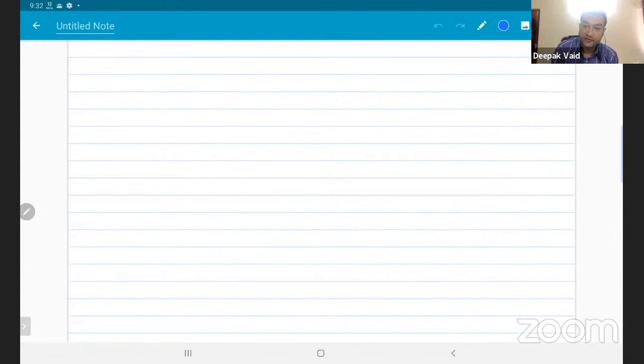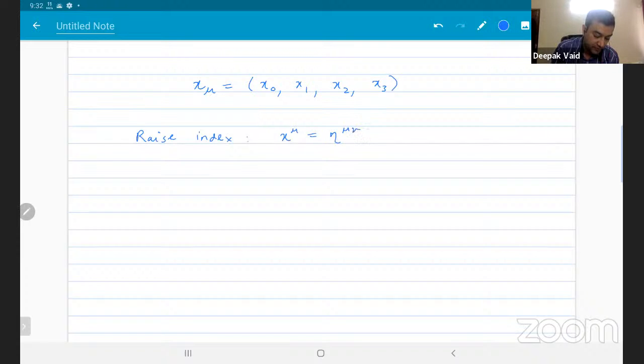Now, what happens if I take a vector and raise or lower its indices? Let me take a vector x mu. It has some components x0, x1, x2, x3. Now I raise the index. How do I raise it? I multiply it by eta mu nu, x nu. So nu is a repeated index, it's contracted over.